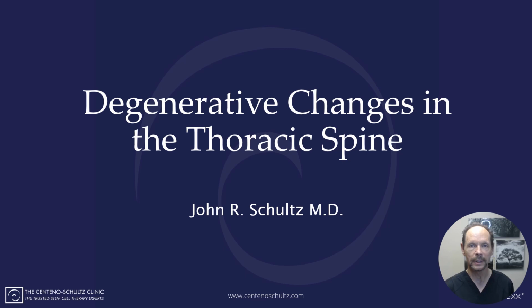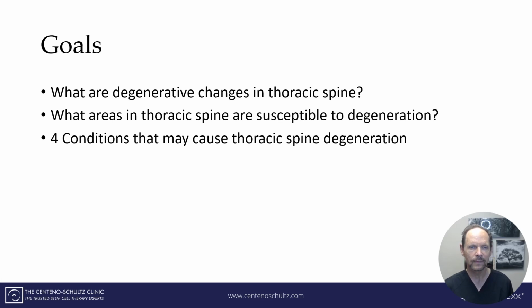We're continuing our series on the thoracic spine, and today we're going to be talking about the degenerative changes in the thoracic spine. So thanks for checking in, and let's get started. The goals of this presentation are to describe what in the world the degenerative changes in the thoracic spine are, what areas in particular are susceptible to degeneration, and 4 conditions that may be contributing to thoracic spine degeneration. So let's get started, and thank you again.